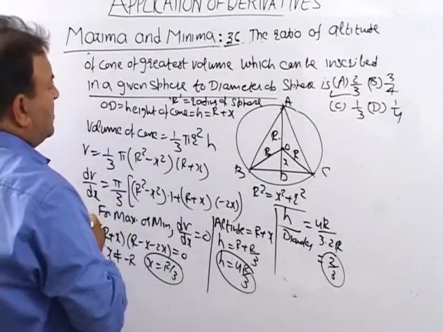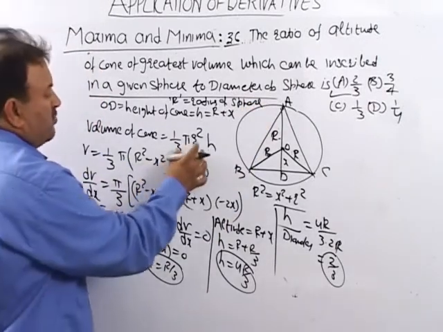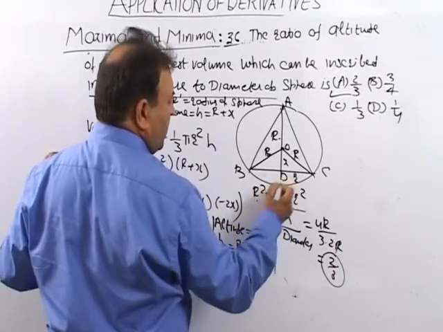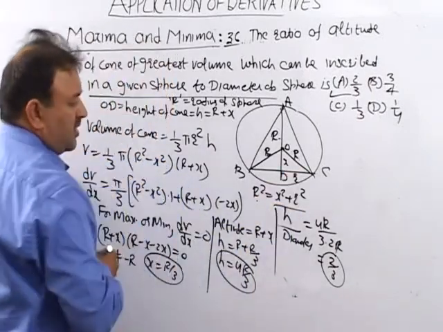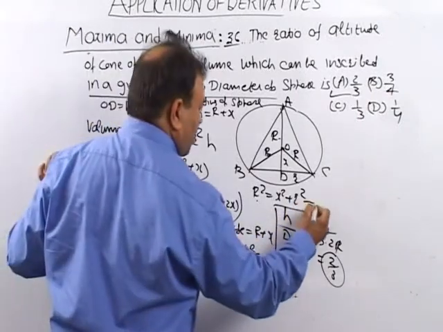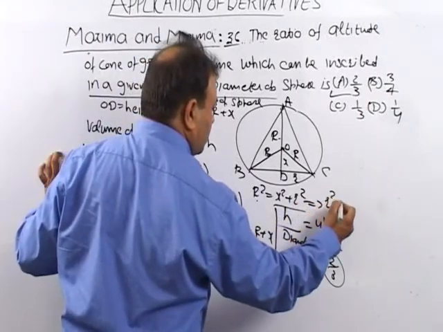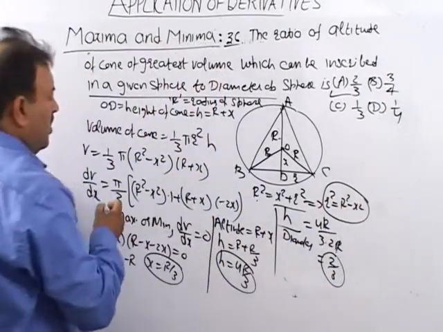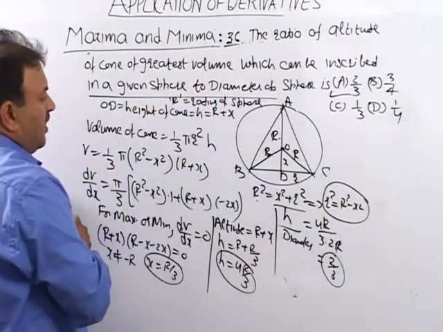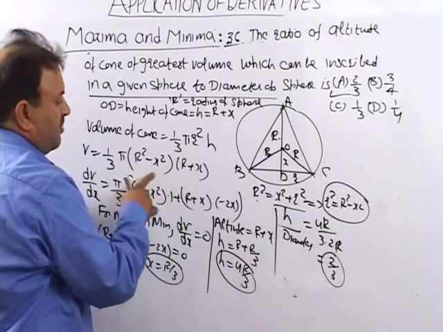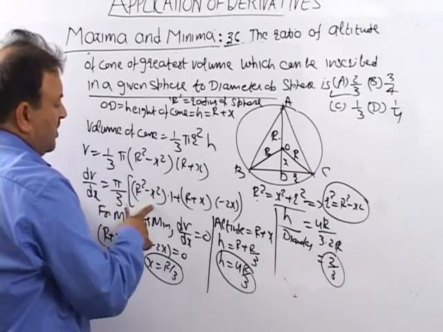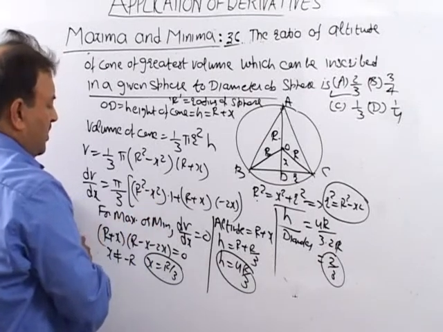I suppose r is the radius of the sphere, and the volume of a cone is 1/3 pi r square h. This is r, and here I can say r square is equal to x square plus r square. From here I can conclude r square is equal to r square minus x square. Now volume is equal to 1/3 pi times (r square minus x square) times h, where h is r plus x. So pi by 3 (r square minus x)(r plus x).